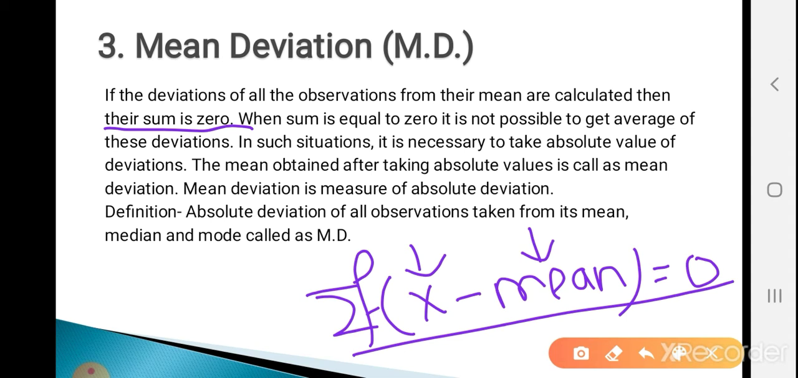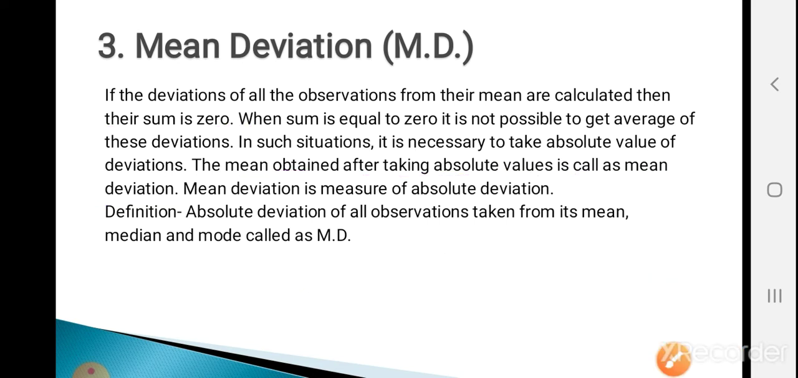When the sum equals 0, it is not possible to get the average of these deviations. In such situations, it is necessary to take the absolute value of the deviations. The mean obtained after taking the absolute values is called the mean deviation. Mean deviation is a measure of absolute deviation.